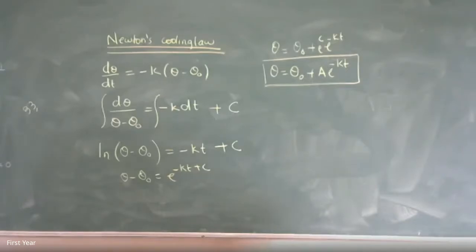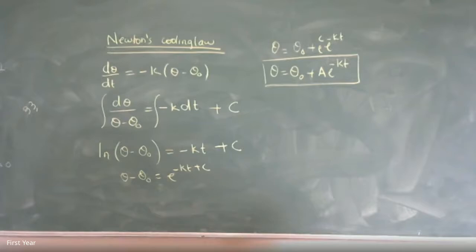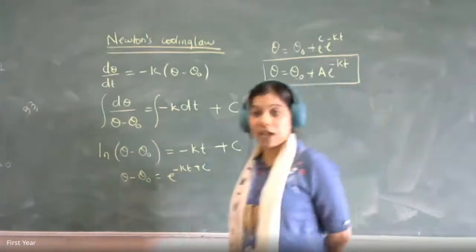Ma'am, for t equal to 0, I will substitute the condition and find the value of k. And what about A? Then by substituting the value of k and another value of t, we can find the value of A from the other equation. Very good.